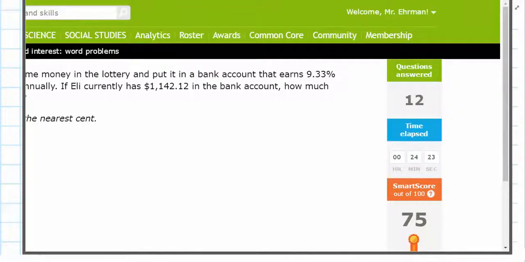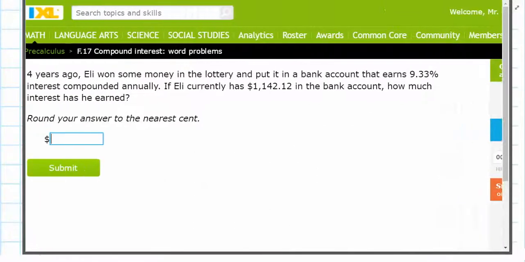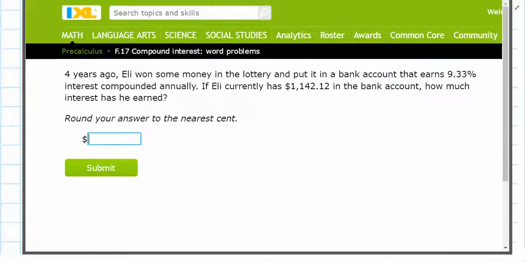Okay, made it up to 75 points and finally found a slightly different question. Not drastically different, but the final question that they actually ask here is a bit interesting. 4 years ago, Eli won some money in the lottery and put it back into a bank account that earns 9.33% interest compounded annually. If Eli currently has $1,142.12 in the bank, how much interest has he earned? Now, interest, this is the term that we use to describe how much money our investment has earned. So not necessarily what the total investment is worth, but how much interest, how much extra money was earned.